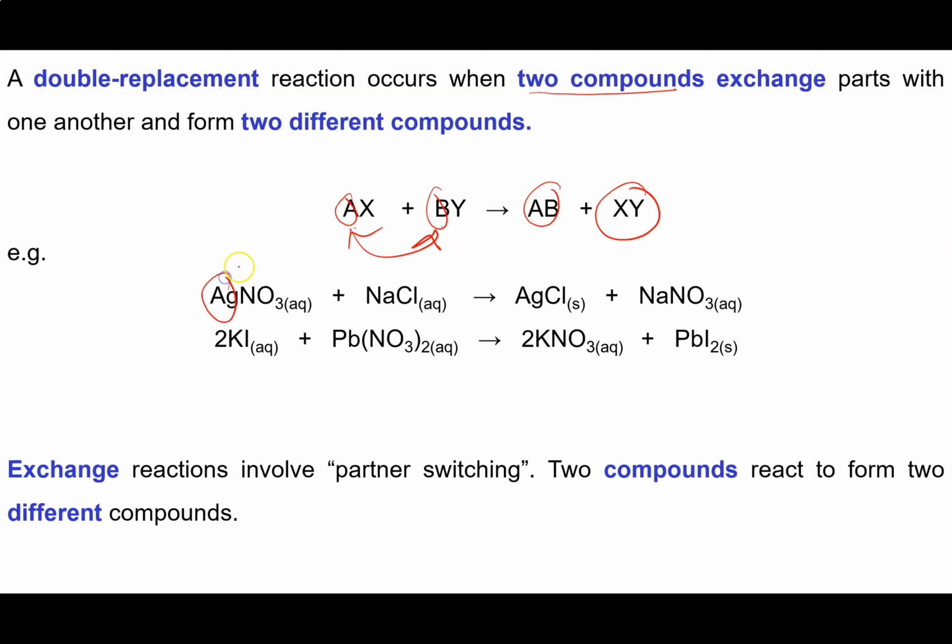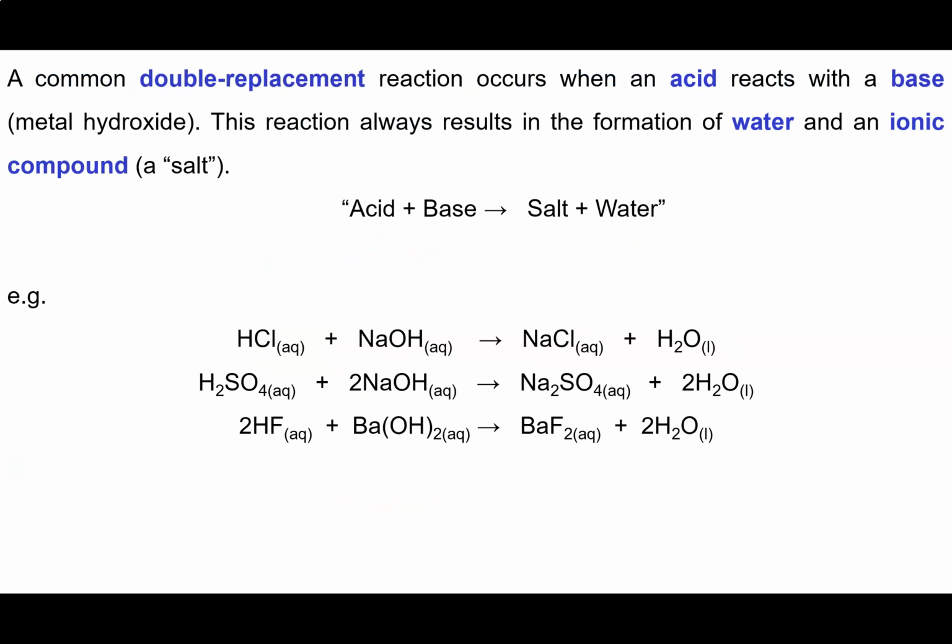So here we go, silver is going to exchange for sodium to form two new compounds. Potassium is going to exchange for the lead. We're going to flip partners to form two new compounds. So exchange reactions involve partner switching, right? They're going to change components, and they're going to form two new compounds.